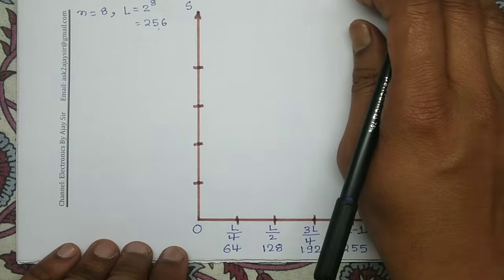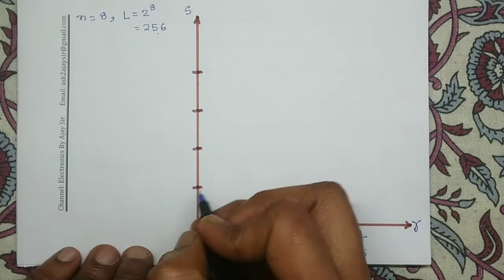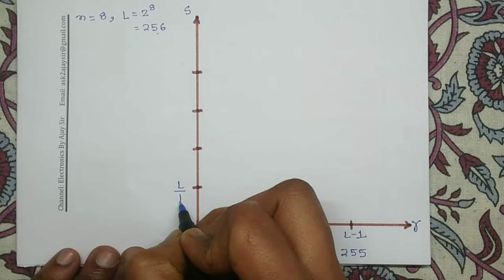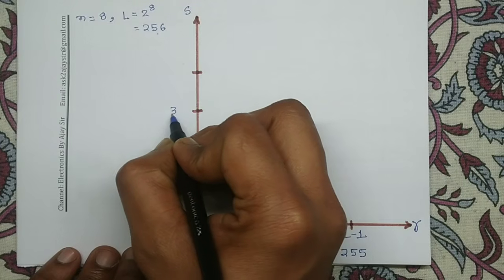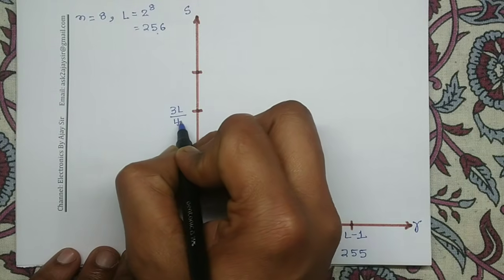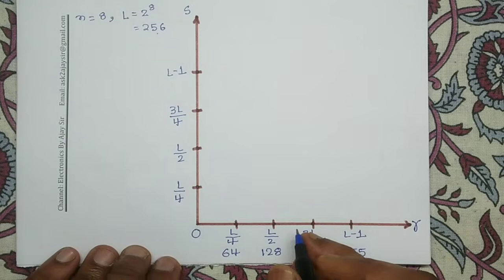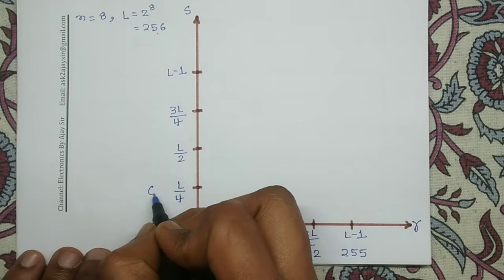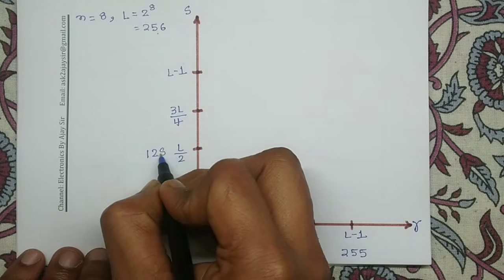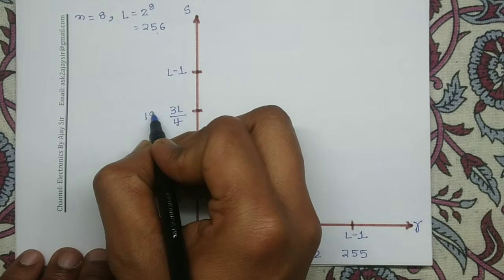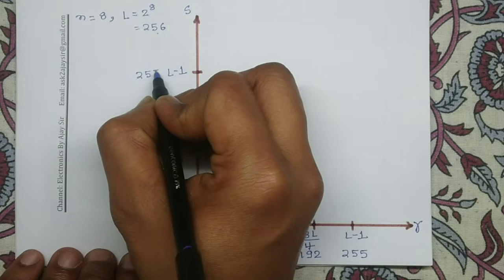Next, we will mark the critical points along this y-axis. This one is L by 4. This is L by 2. This is 3L by 4. And this is L minus 1. Now, if L equals 256, L by 4 is 64, L by 2 is 128, 3L by 4 is 192, and L minus 1 is 255.